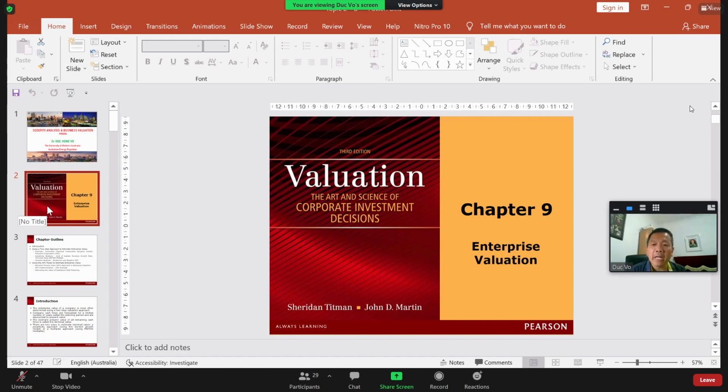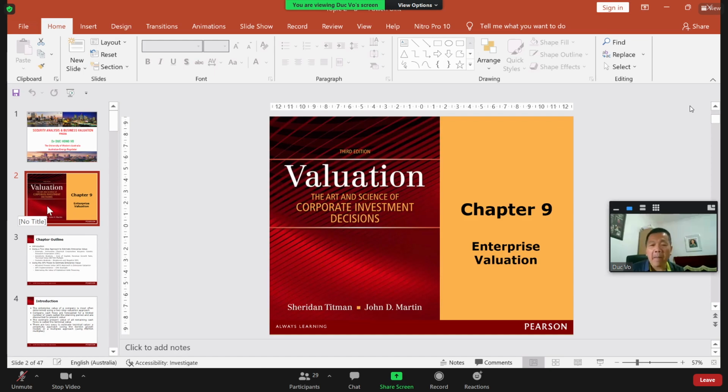And actually for the lecture today, there is a similar topic we cover in week number 7. So it depends on time, I will combine both lectures into one. So today I will focus on a very important topic for the unit, that is, the enterprise valuation.